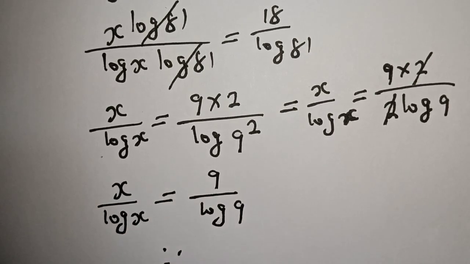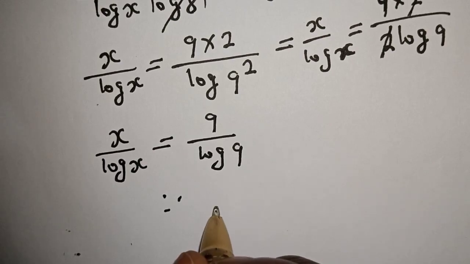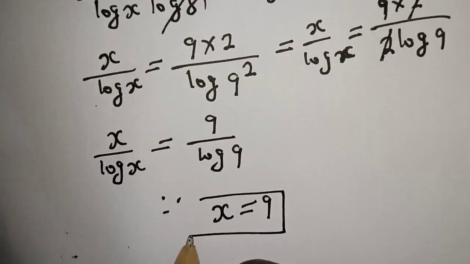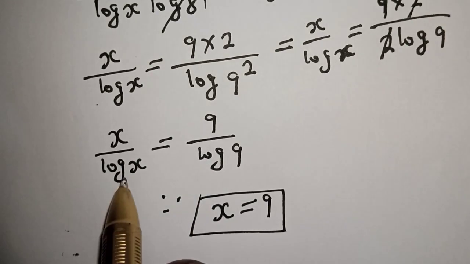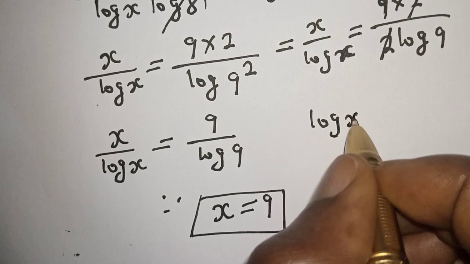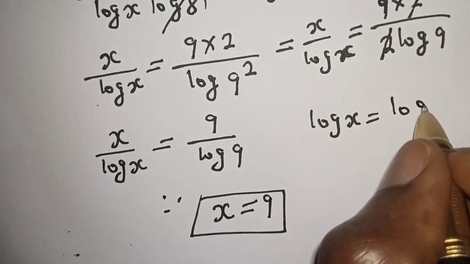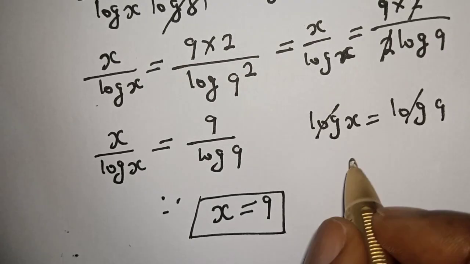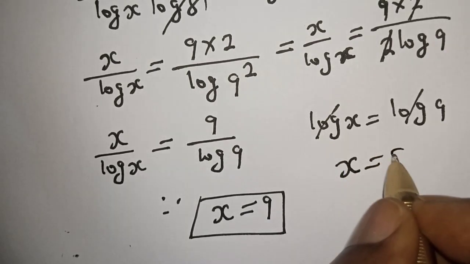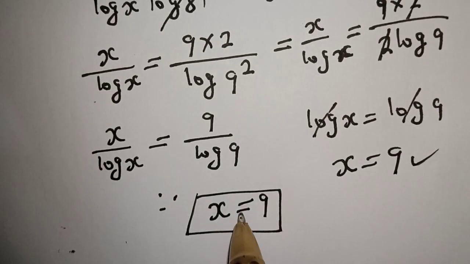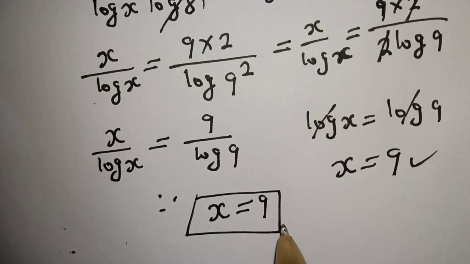Therefore, s is equal to 9. This is the final answer. If you check from here, we have log x is equal to log 9, then the log will cancel each other. X is equal to 9. So therefore, our final answer is s is equal to 9.